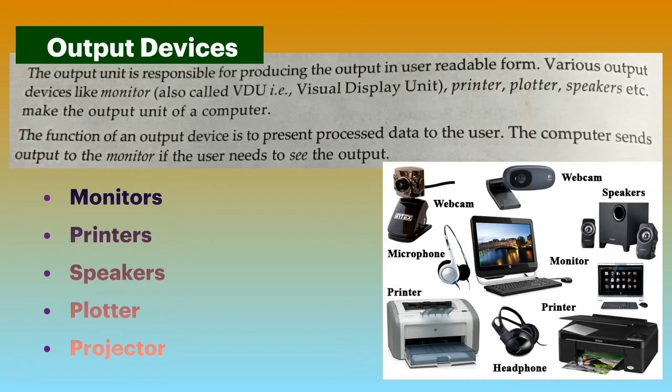It may be as a display, it may be as a printout, it may be as a sound to a speaker, or printing it, or plotting it, or maybe showing the outputs visually through a projector. So, how many different types of output devices will we learn today? The monitors, printers, speaker, plotter, as well as the projector.